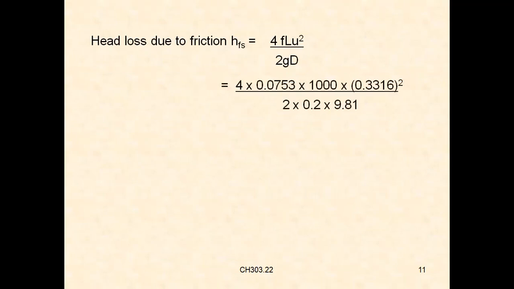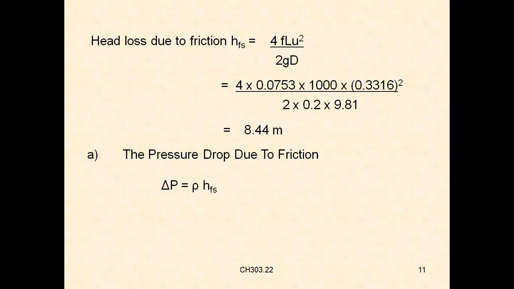We have calculated the value of f already. So substituting all the values, 4, f is 0.0753, length of the pipeline is 1000, U is 0.3316 whole square by 2, diameter of the pipe is 0.2, g is 9.81. We get the head loss due to friction as 8.44 meters. And hfs is equal to delta P by rho, so by using that equation, we can calculate the pressure drop due to friction.